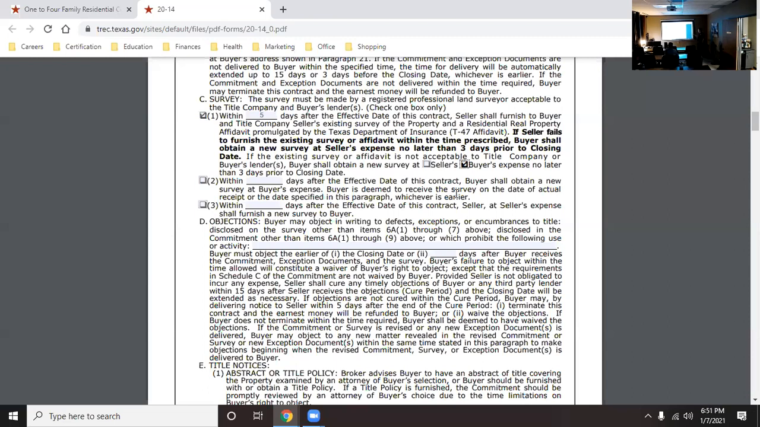But if after a survey has been provided, the existing survey or the affidavit is not acceptable to the title company or the buyer's lender, then the buyer shall obtain a new survey at the buyer's expense no later than 3 days prior to closing. So, Colton, if you're selling your house and you send me the survey with the T47 affidavit and I send it off to my lender, Mr. Grossman, and Mr. Grossman refuses it, now it's my charge because my lender declined the survey. It should not be punished to you. You did your job. The person I picked refused.